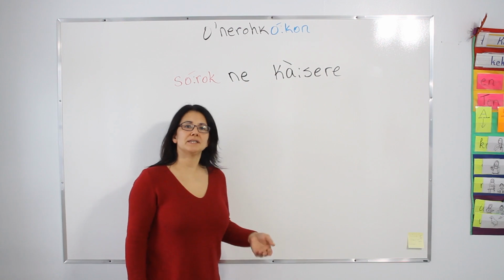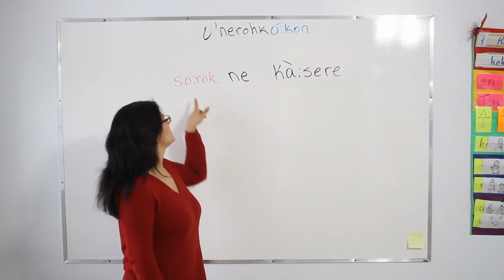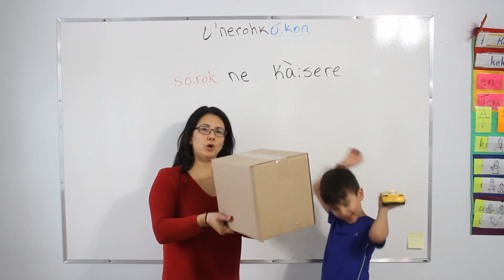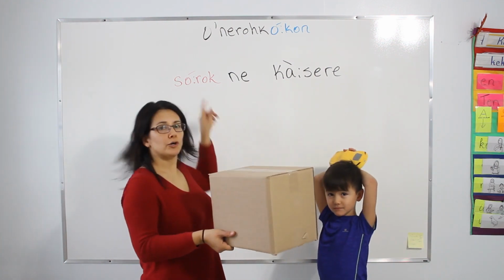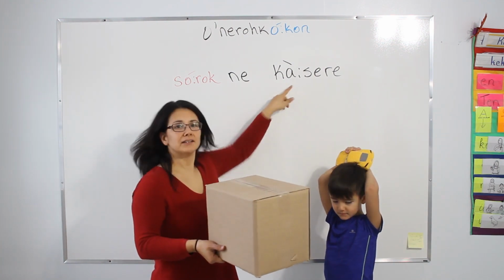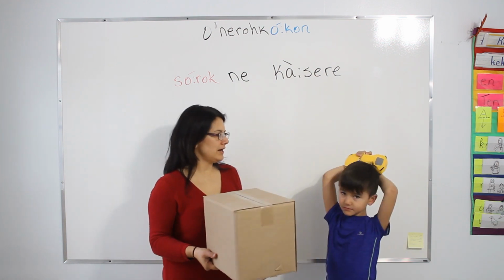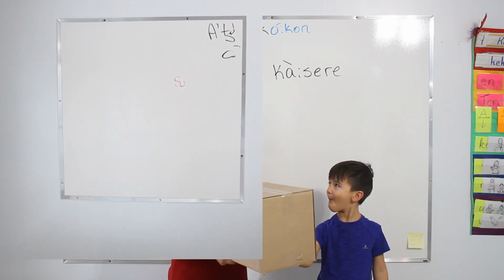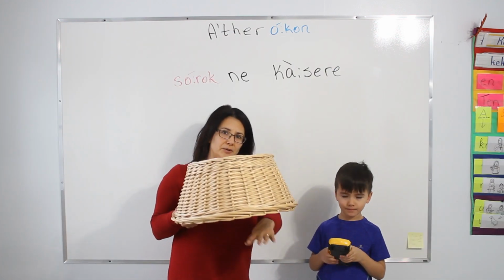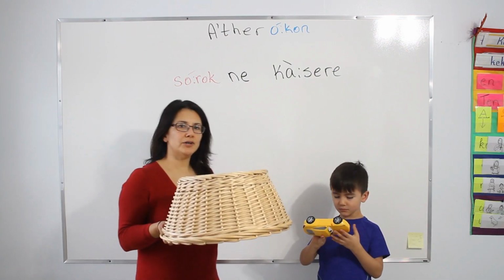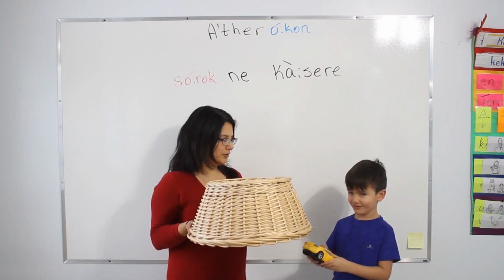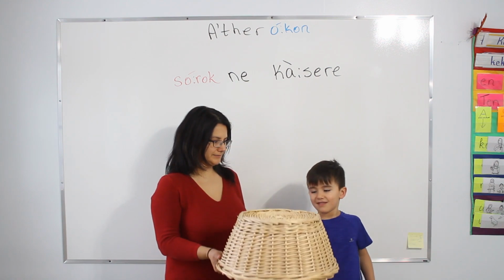To tell someone to put something under something, you would say zorok. Again, under the box, otnerohqagu. Zorok, put it under, your object gazere. How yahahes otnerohqagu zorok ne gazere. Under the basket aterogu, put it under zorok and your object gazere. How yahahes aterogu zorok ne gazere.